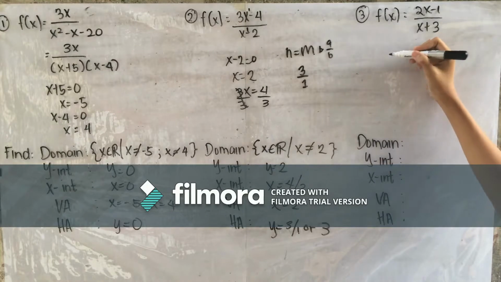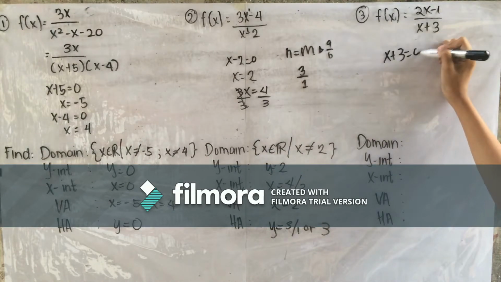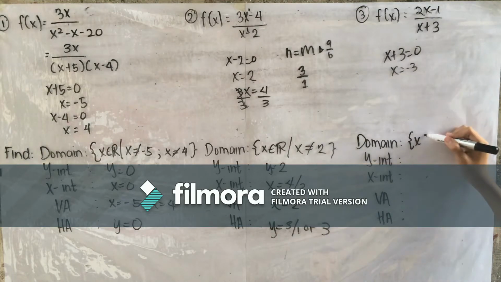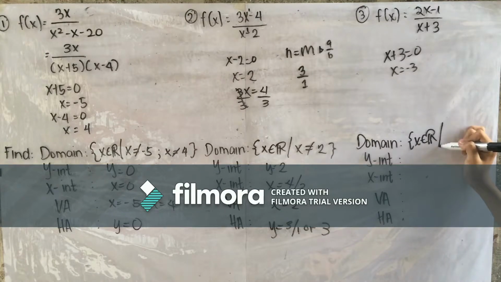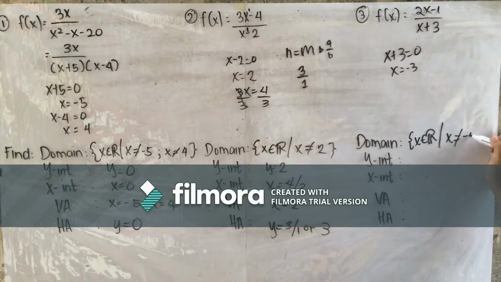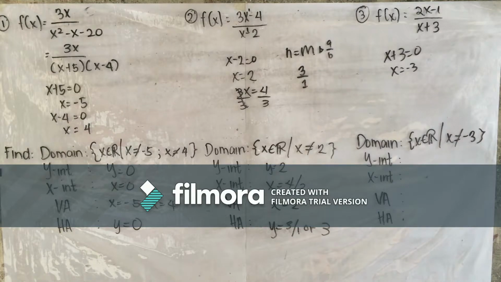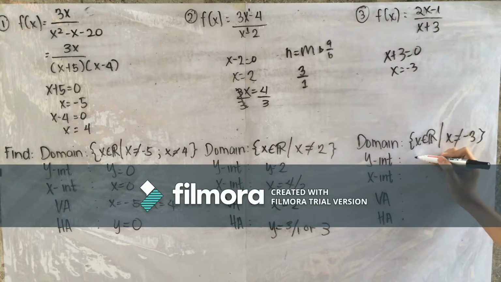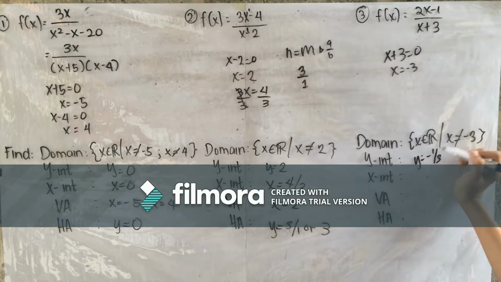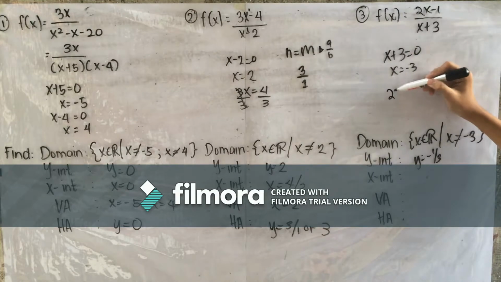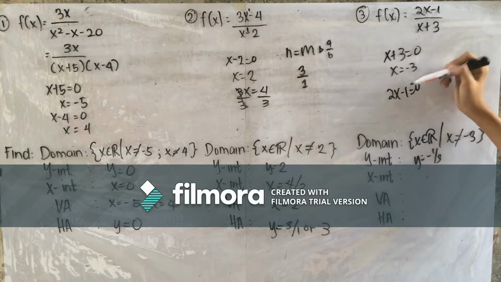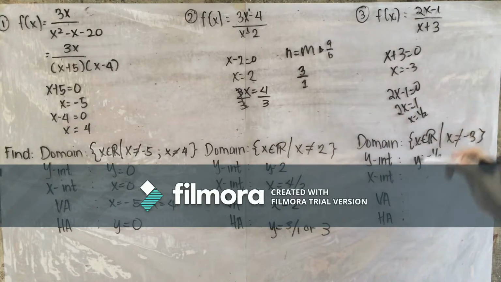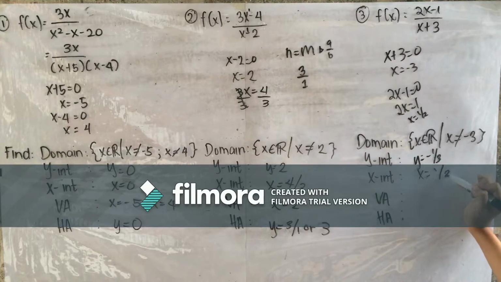So, domain: x plus 3 equated to 0, x is equal to negative 3. So the domain will be x is an element of all real numbers such that x is not equal to negative 3. Then, y-intercept, using the cover-up method, is negative 1/3. So, x-intercept, the numerator naman, equated to 0, 2x minus 1 equals 0, x is equal to 1/2.